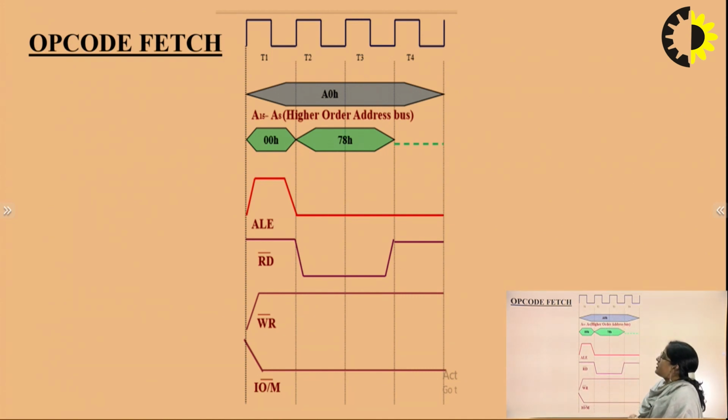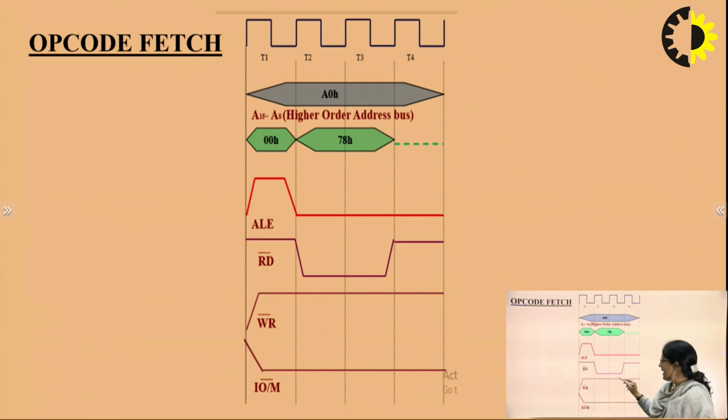The higher order address bus will carry the higher order address value. In the T1 time cycle, the lower order address and higher order address will be there. The ALE signal will be high, indicating that the latch will latch the data, and the read signal will be active low. In the T2 state, the read signal is active low, and after that the data will be placed on the data bus. This data is coming from memory to the microprocessor.